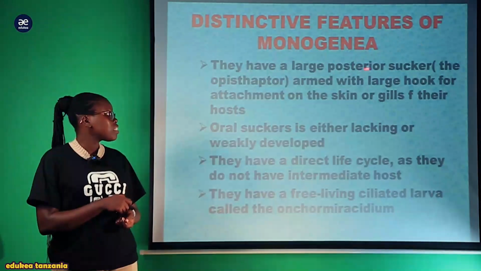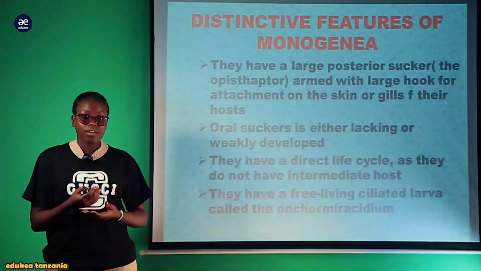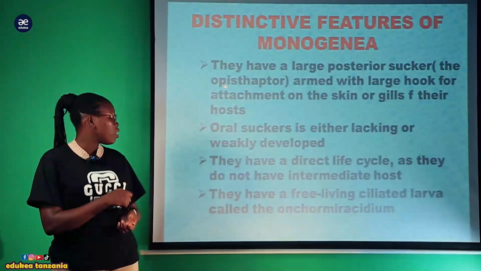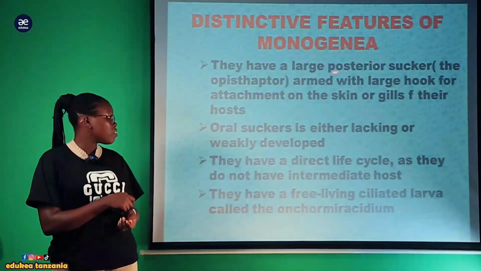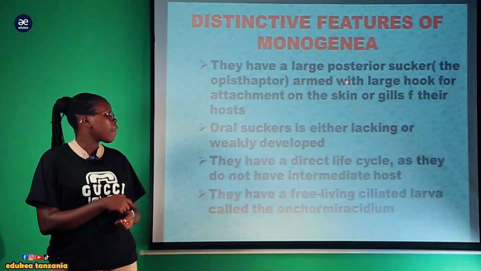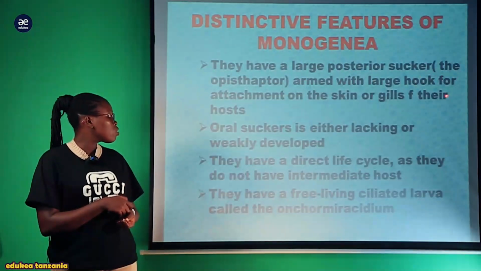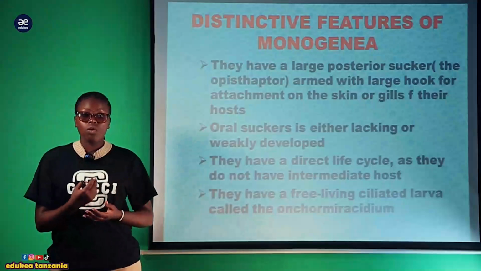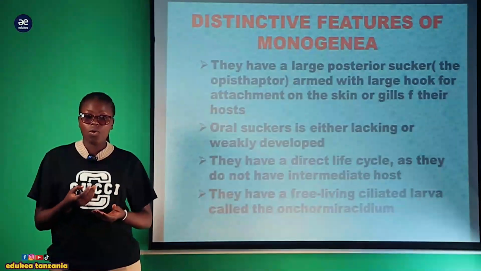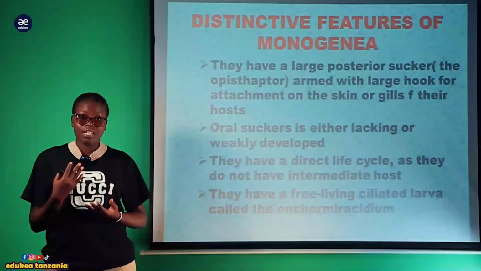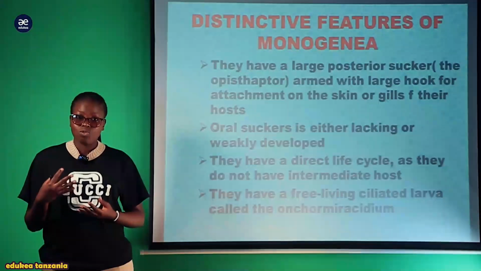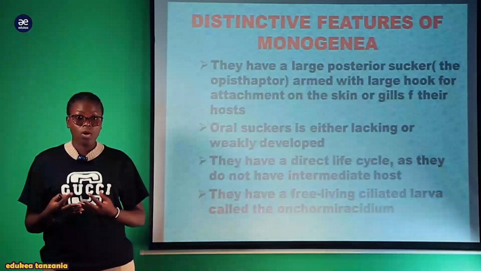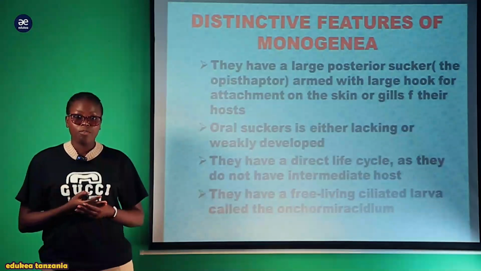So they have this large posterior sucker called opisthaptor, which may be armed with large hooks for attachment on the skin or gills of their host. In this opisthaptor there are these hooks, which are used for attachment to suck up the blood meal from their host.